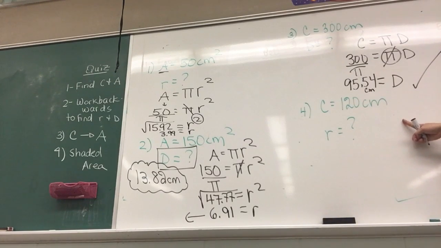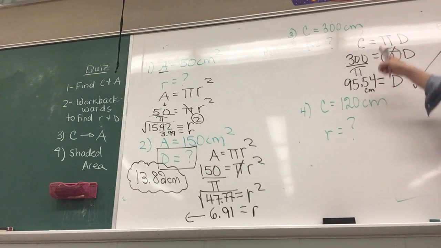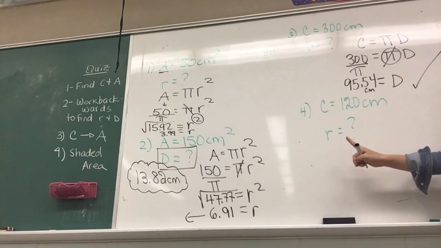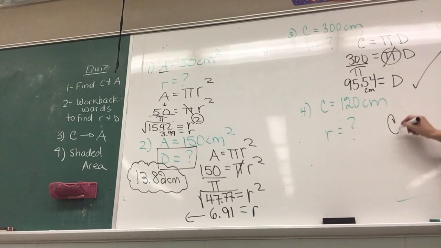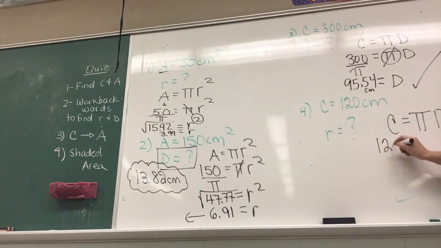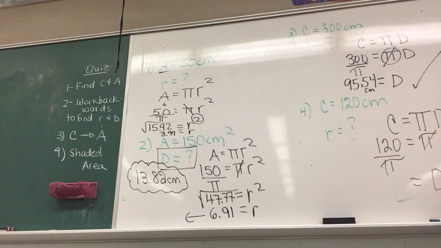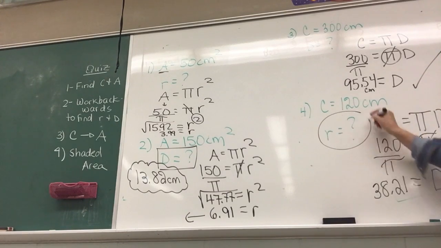Let's look at number 4. Same question, same question. You're gonna have to go one step further. You still do C equals pi d. You still put 120 where the circumference is, and then you're going to divide by pi so that you have your diameter. Somebody's gonna help me with 120 divided by 3.14. 38.21. 38.21. This is not finished because the question was radius.